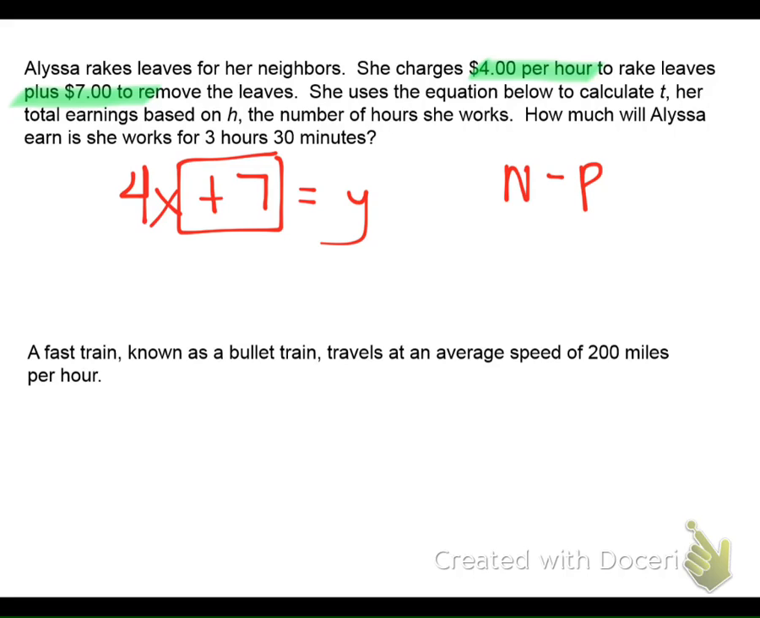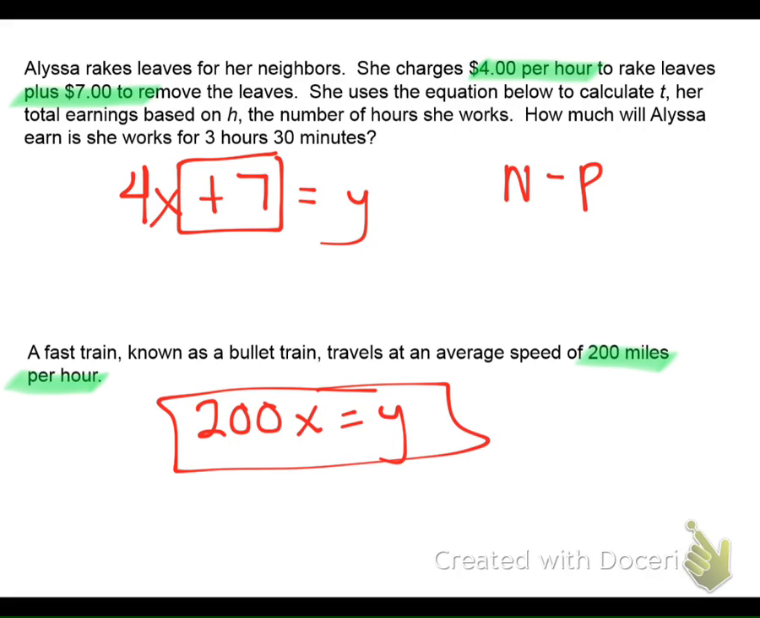If I take a look at the one below, we say a fast train, known as a bullet train, travels at an average speed of 200 miles per hour, and that's it. So if I was going to write this equation, I have 200 miles per hour, where x is hours. This is a proportional equation or scenario because there's no constant. All I have is that multiplication.